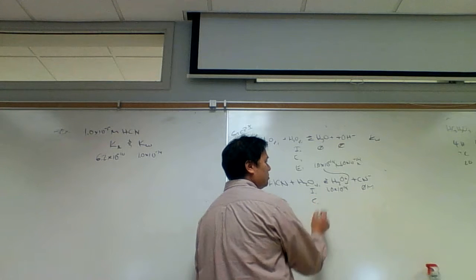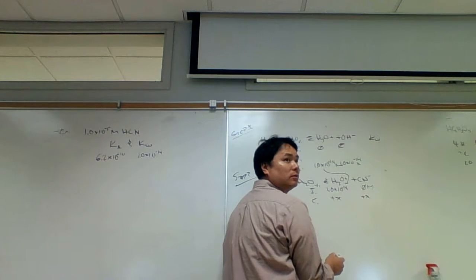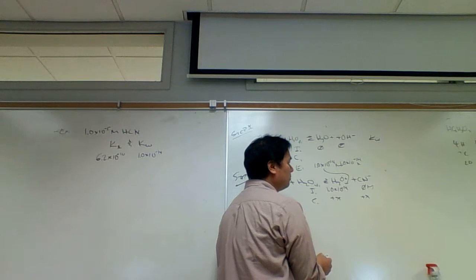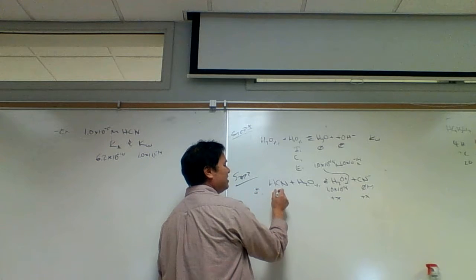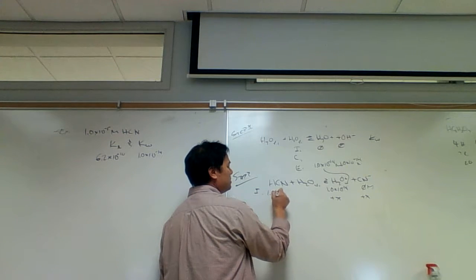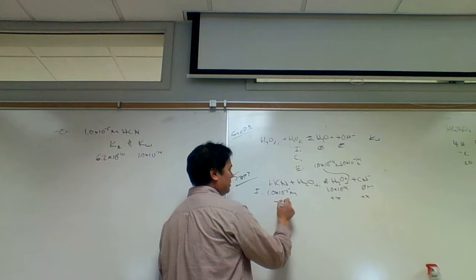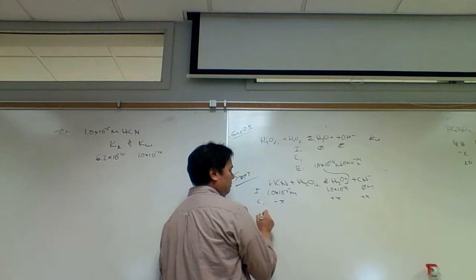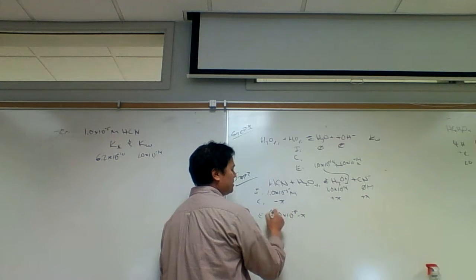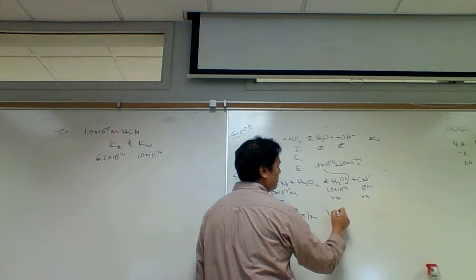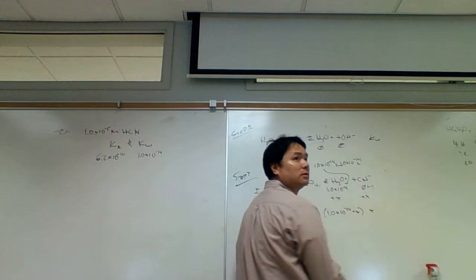They did the change, which is going to be plus x. Is that correct? And also you missed the concentration of HCN initial. Oh, oops. Yeah. Okay. HCN initial was 1.0 times 10 to the minus 5 molar minus x. And so we're going to get 1.0 times 10 to the minus 5 minus x, 1.0 times 10 to the minus 14 plus x, and x.